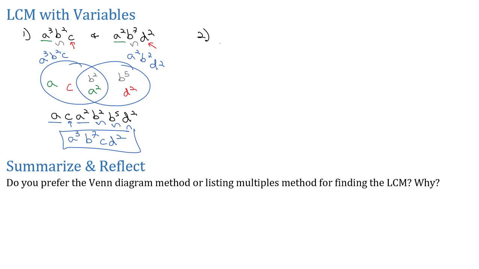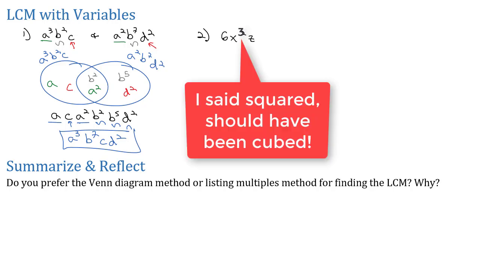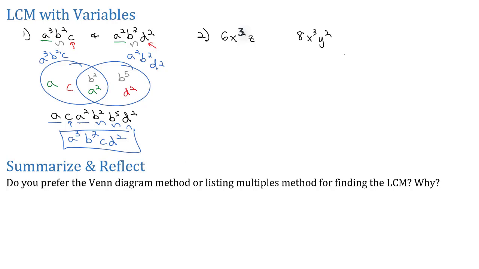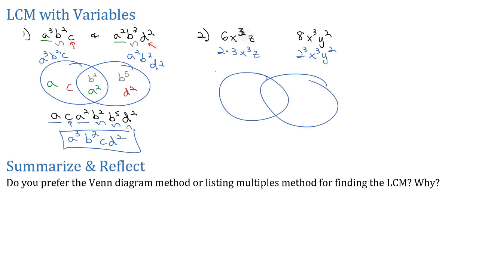Let's try another example. Let's try 6x squared z and 8x cubed y squared. Before I go to the Venn diagram, I'm going to factor those numbers. 6 is 2 times 3, x cubed z. And 8 is 2 to the 3rd power, x cubed y squared. So again, when I go to the Venn diagram, I'm doing 2 times 3 x to the 3rd z on the left, and 2 cubed x cubed y squared on the right.